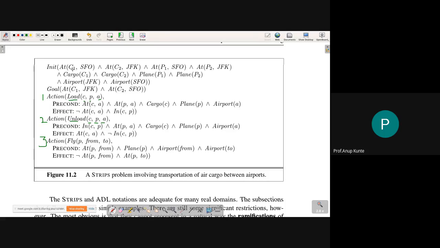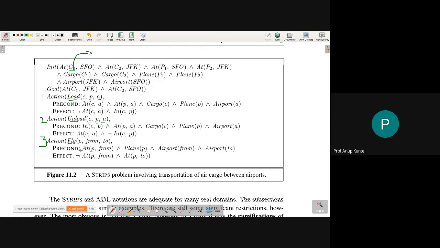So now when I want to transport cargo C1 from SFO to JFK, I need to first load cargo C1 in the plane which should be present in SFO, and then we should fly the plane from SFO to JFK. So I need the load action, then I need the fly action. Once I reach the destined airport, I can unload the cargo. So load, unload, and fly. These are the 3 possible actions that I require. Now the rest of the things are in front of you. I leave it with you to see what these things are and how these preconditions are defined.